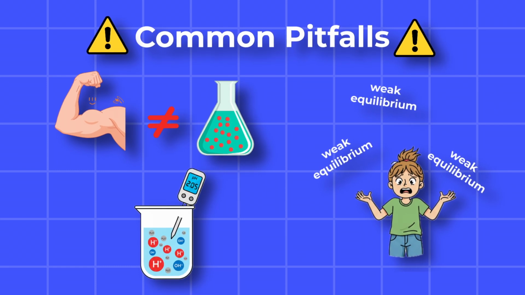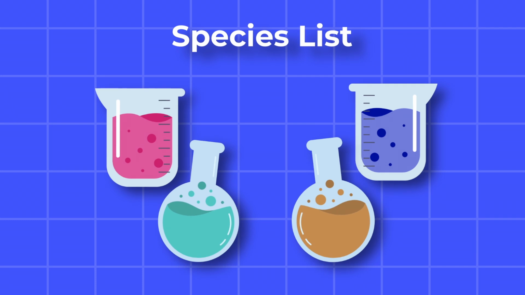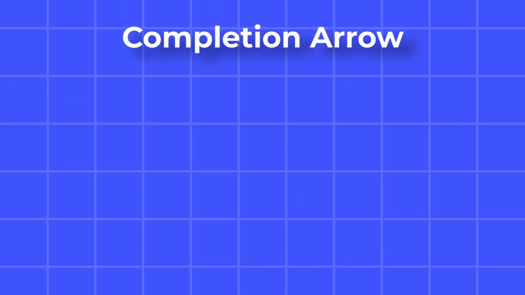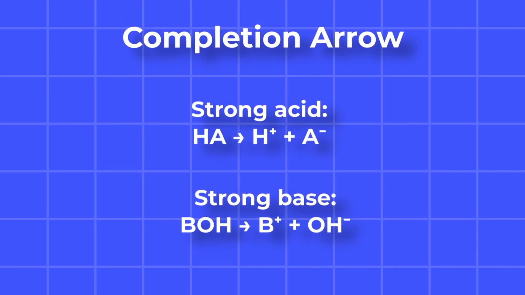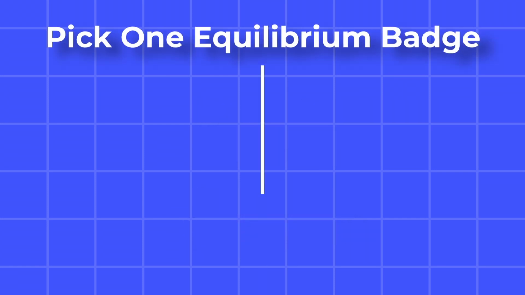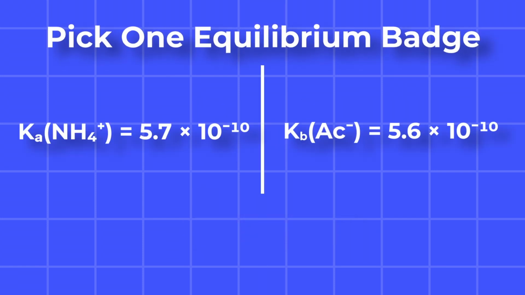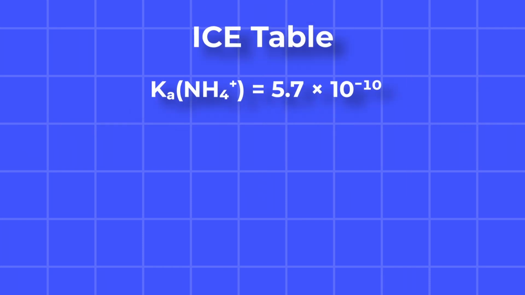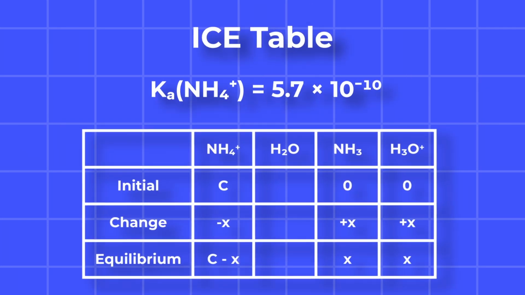Let's practice the moves you will repeat on tests. 1. List major species. 2. If a strong acid meets a strong base, do the completion step first. 3. Decide which single equilibrium controls what is left. 4. Set up a quick table only for that one.